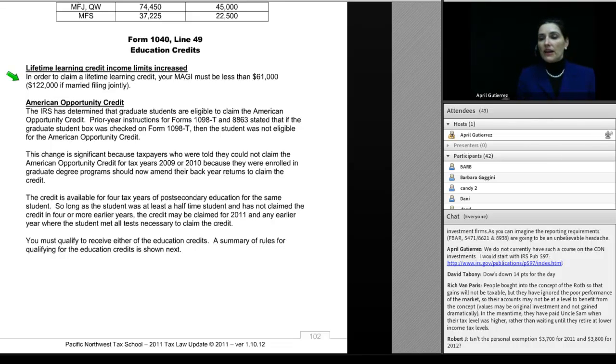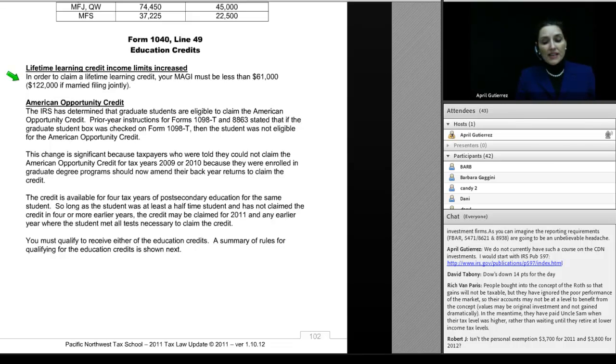And the instructions say that if the graduate box is checked, you are not eligible for the American Opportunity Credit. And that was, of course, the rule for the HOPE credit. So we're used to that. As tax professionals, we know, oh, you're not allowed the HOPE credit because you're a graduate student. You already have your 4-year degree, and the HOPE credit is only for people enrolled in their first 4-year degree program. And the American Opportunity Credit appeared to have all of the same rules, except it was more generous.